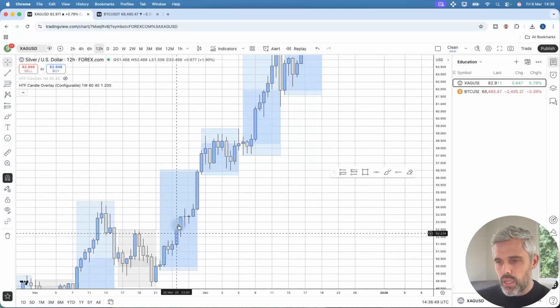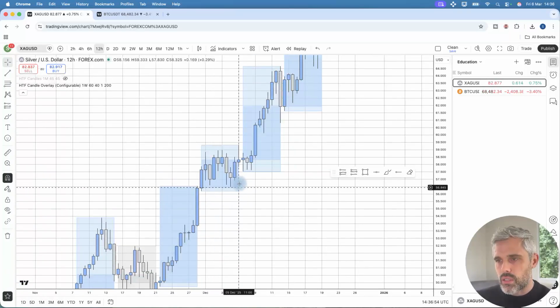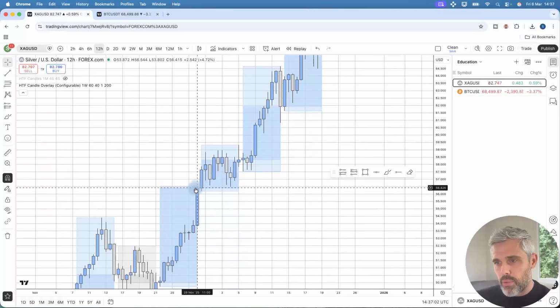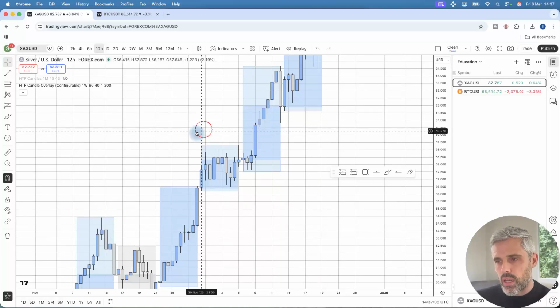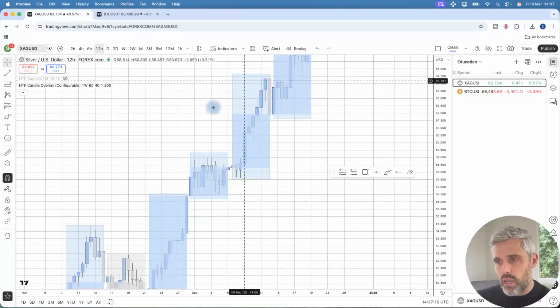We have a bullish weekly close. What happens next? Well, we get this consolidation. Price trades basically sideways for an entire week, but crucially, price closes above the previous week's high. So in a bullish market like this, what are we looking for? Price to just keep trading higher.